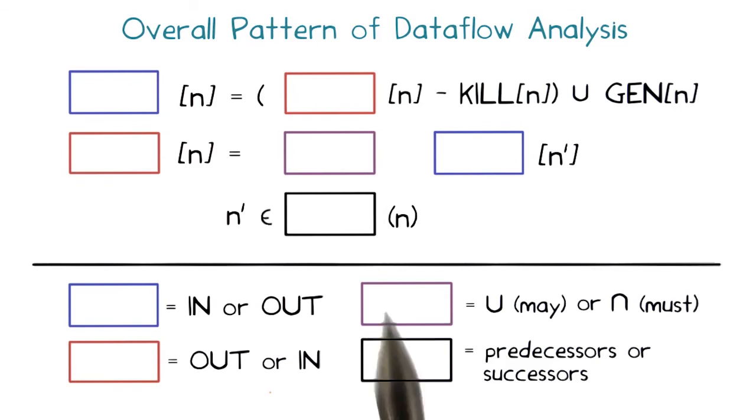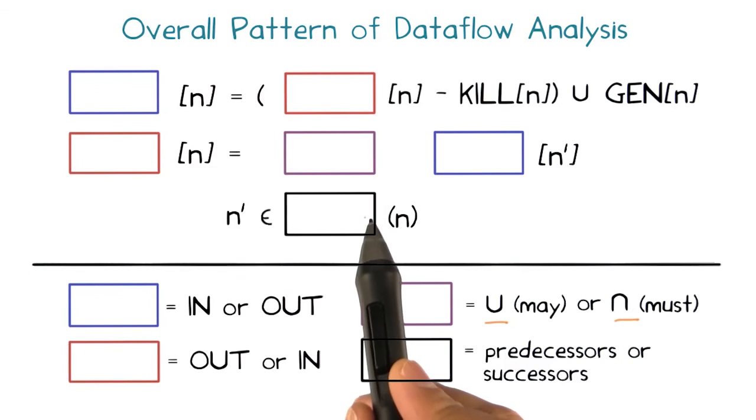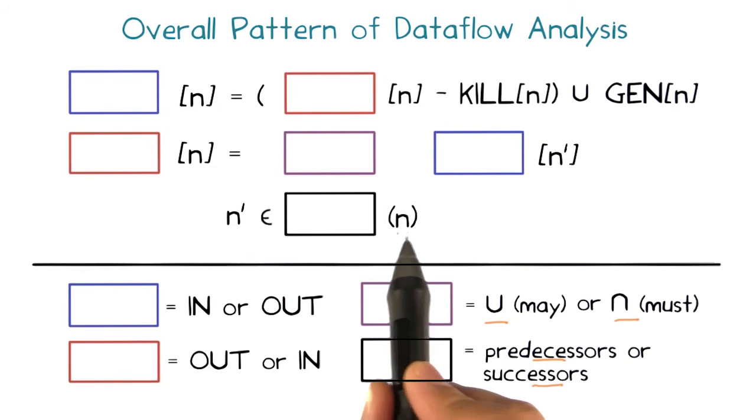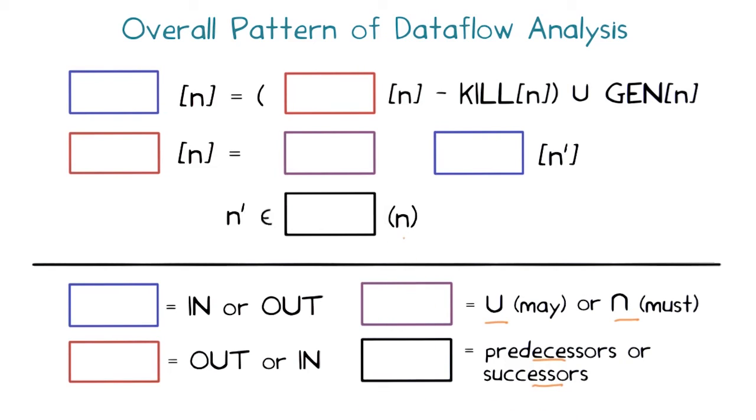The purple box represents the set union or the set intersection operator. The black box represents the immediate predecessors or the immediate successors of a node. Each of our 4 data flow analyses corresponds to a different instantiation of these boxes. Although this looks like a lot of choices, there are in fact only 2.